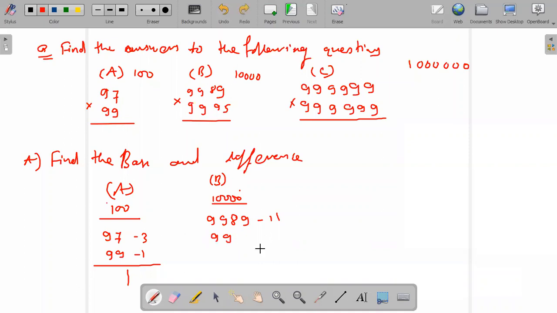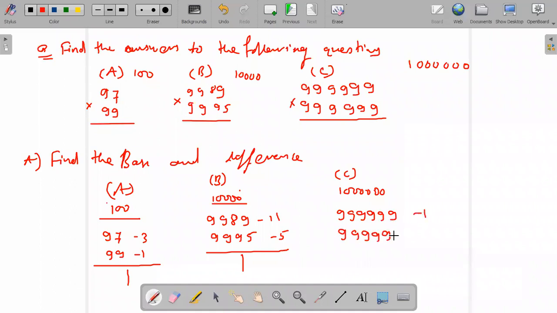9995, that is, minus 5 will be there. Okay, and in the third example, what is the base? Minus 1, minus 1. Yeah, 999999, minus 1 will be there, and 999999 again minus 1 will be. Okay, this is the second step.